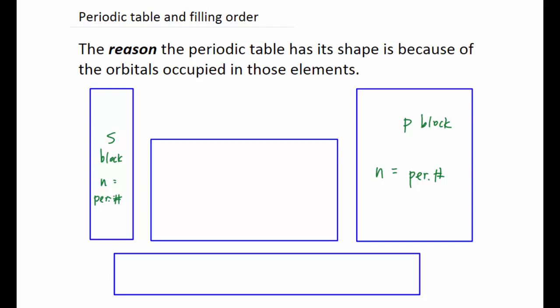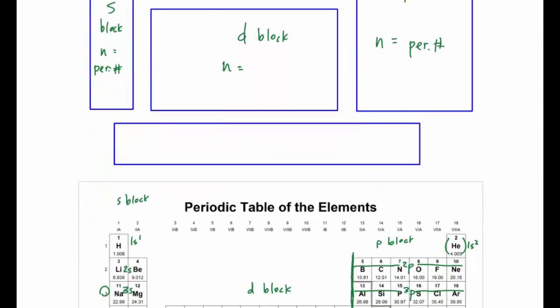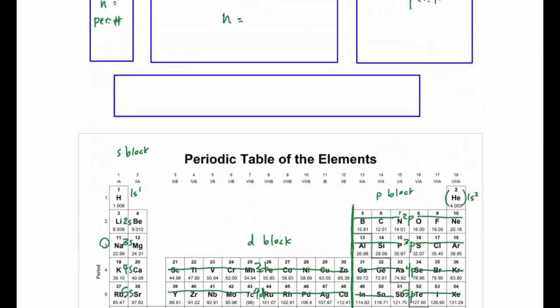Okay. But for the D block, we cannot say that. Based on what we have written for our Ds here, what is that N equal to? Yeah, period number minus 1. 3D is in the fourth period.